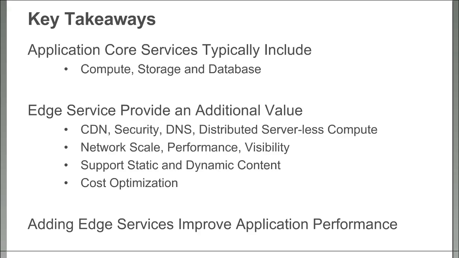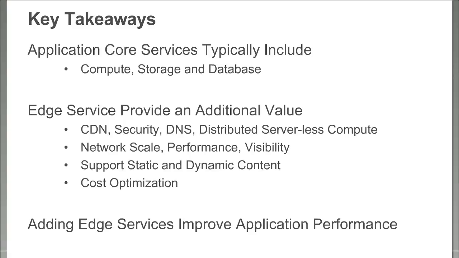All right, so let's sum up. So there are key takeaways from today. Application core services typically include compute, storage, and database. You're already using them today if you've got your application deployed on AWS. The edge services are providing additional value for you. They're providing content delivery networks, built-in security controls, domain name system services, distributed serverless compute. We're providing network scale, performance, and visibility while supporting both dynamic and static content and have a lot of built-in cost optimization. So adding edge services essentially has a number of different ways to improve application performance.